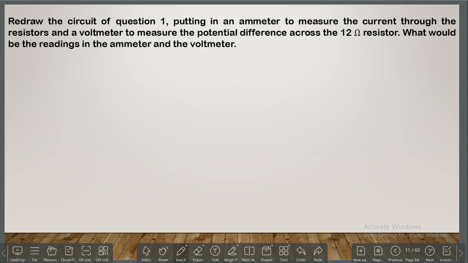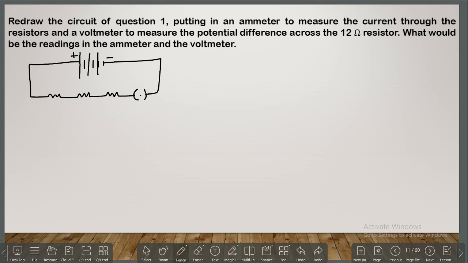Next, they ask us to redraw the circuit of question number 1. So what did we draw over here? We took 3 cells over there, along with 3 resistors connected in the form of series and a plug key. So they are asking us to redraw. We completed that one. So plus minus, R1, R2, R3. So 5 ohm, 8 ohm, 12 ohm.